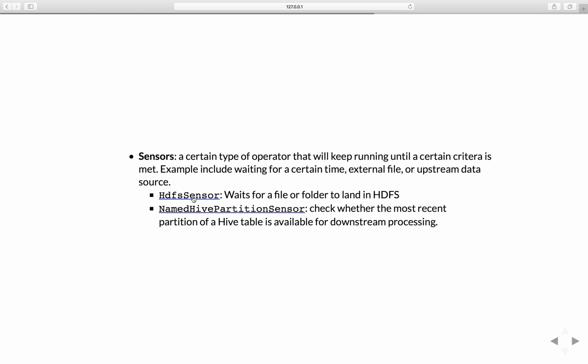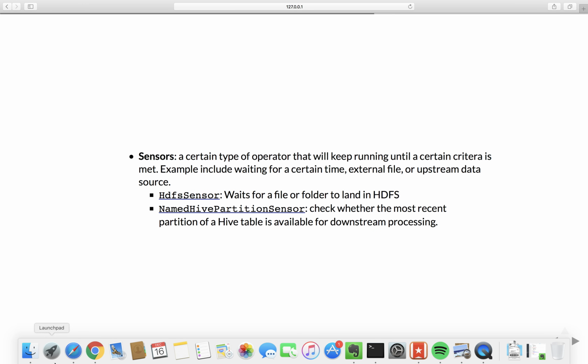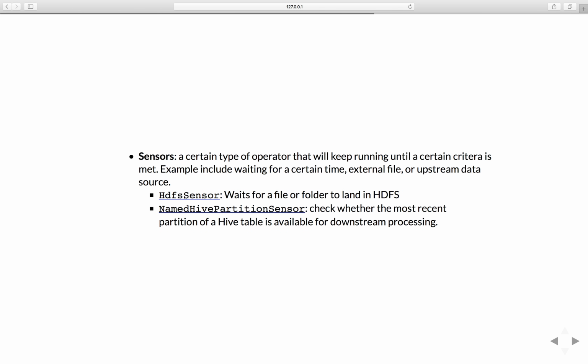The HDFS sensor is used to wait for a file or folder to land on your Hadoop file system. We have talked about this before in the first video of the Airflow introduction, where I talked about the execution dependency. An example use case is when you have some upstream workflow that every day produces an HDFS file. And if you don't know when the upstream workflow will be finished, how can you schedule the downstream workflow to consume and do some transformation with the file produced by the upstream workflow? So in Airflow, in your downstream workflow, that is when you use the HDFS sensor. Every minute, it wakes up and checks if the upstream file is available. If not, it just keeps running and checking every minute until the file is available.